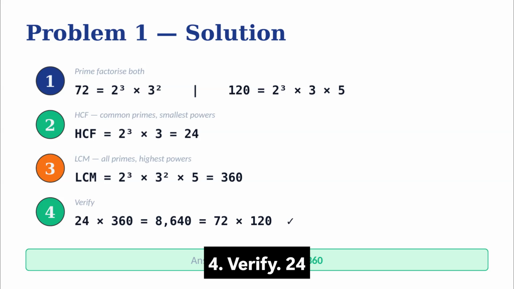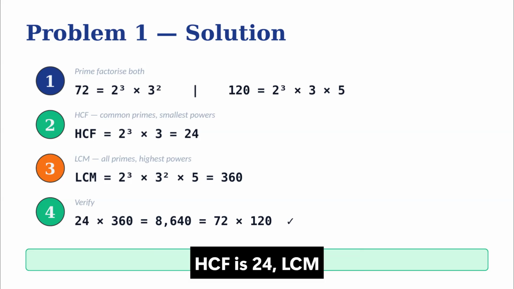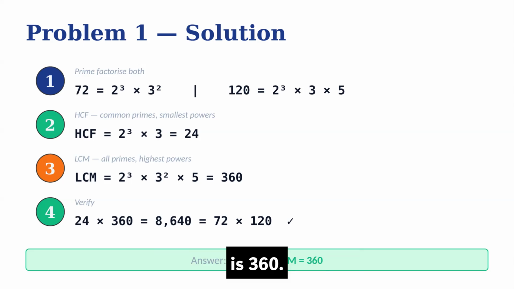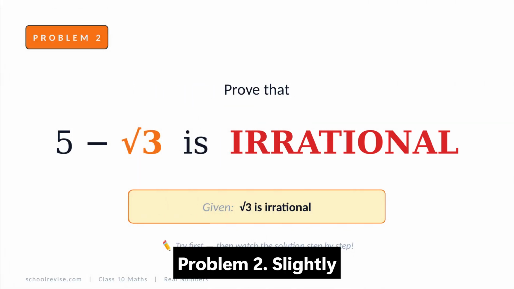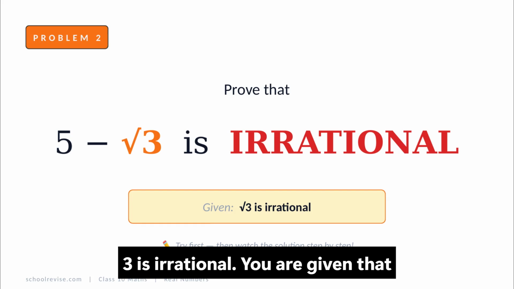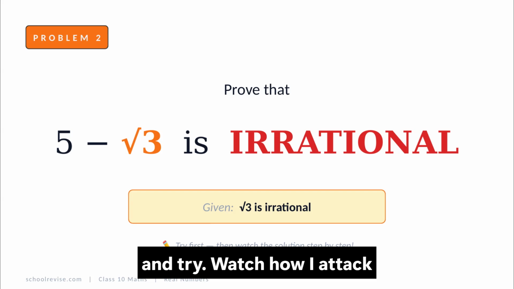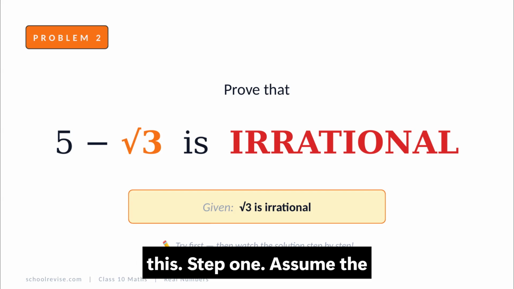Step 4. Verify. 24 times 360 is equal to 8640 and 72 times 120 is also equal to 8640. Match. Answer correct. HCF is 24, LCM is 360. Problem 2. Slightly trickier. Prove that 5 minus root 3 is irrational. You are given that root 3 is irrational. Pause now and try. Watch how I attack this.